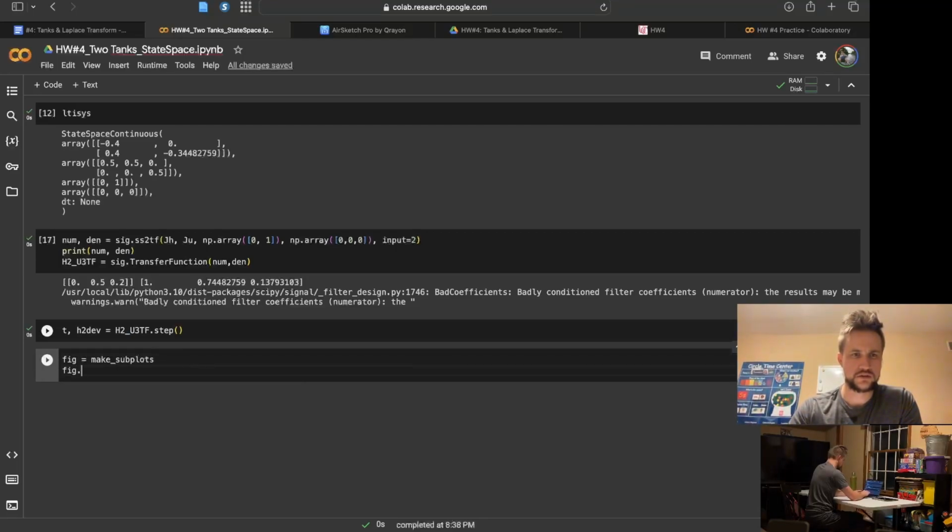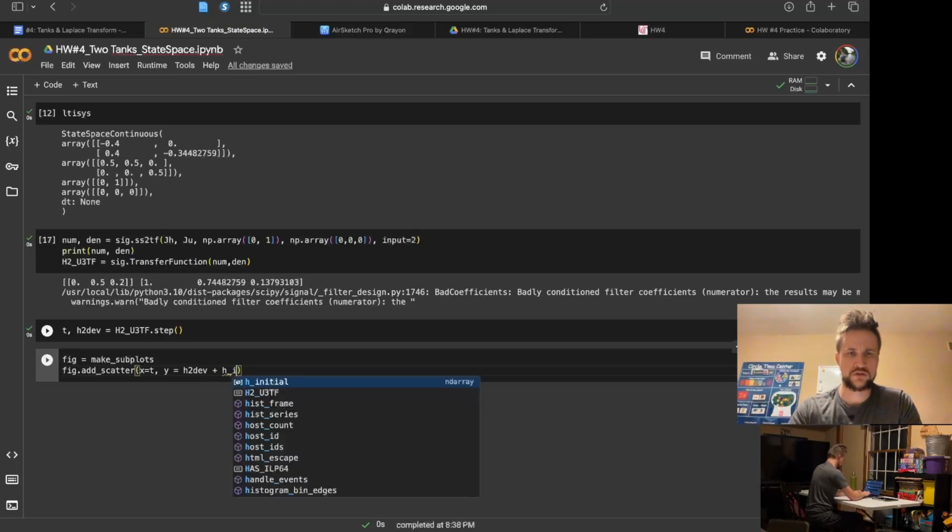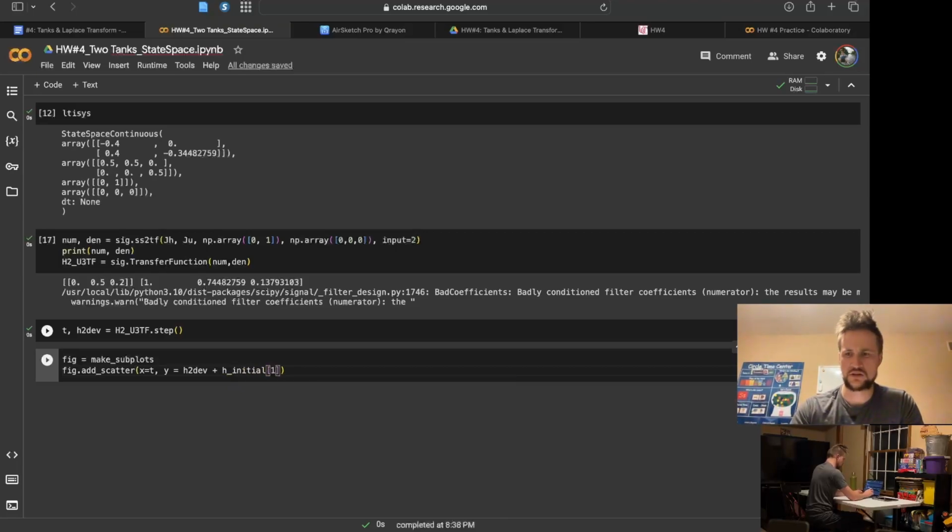Okay, so now we're going to go ahead and make subplots. All right, so our X variable is our time. Our Y variable is our step response, how does our H2, the height in tank 2, deviate over time. And so we do have our initial fluid level in tank 2 that we need to take into consideration. So 1 and not 0, because we're dealing with tank 2 here.